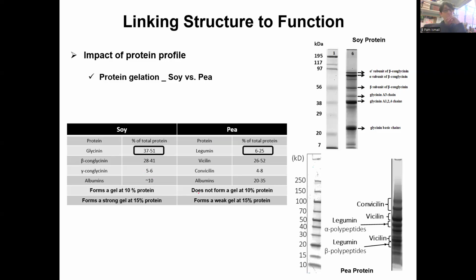So what does that mean? It means the glycinin in soy and legumin in pea form stronger gels because they have disulfides and sulfhydryl groups that will initiate disulfide interchange. In pea we have less of that, and even legumin in pea has compositionally less cysteine than the glycinin in soy. So not only molecular weight, but here are characteristics of different proteins within similar or related species.